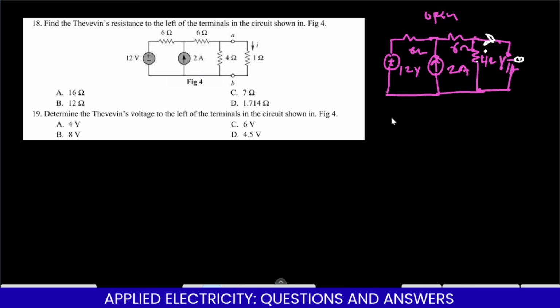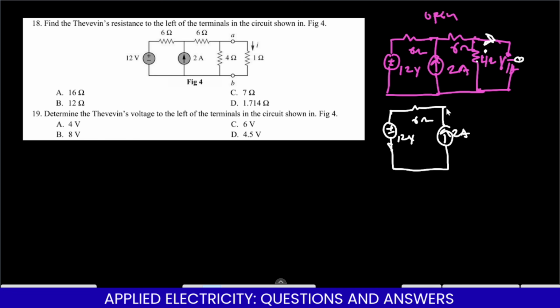So we draw the circuit where we have only that resistance. So we have 6 ohms here. This is our 12 volts, and then don't forget this is our current, 2 amps.